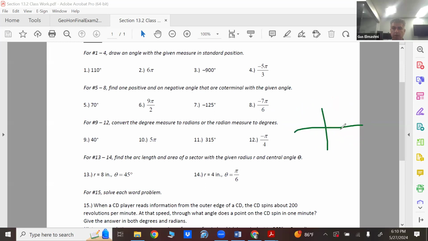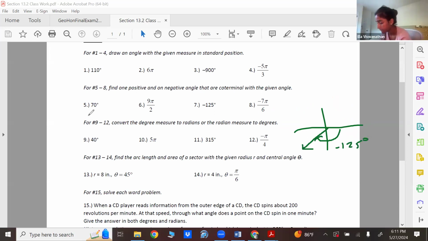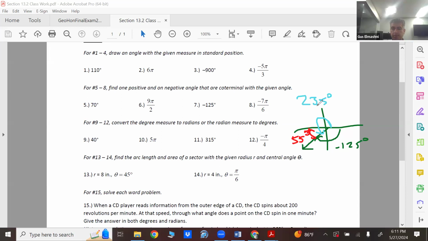So like negative 125, what's that reference angle? Forty-five. Nope. Fifty. 55. Oh, shoot. And then the positive coterminal angle is 235. Yeah, and it's already a negative coterminal angle. Well, no. Now you've got to find it. There's infinite coterminal angles, by the way. You can go around many times. We're just finding one of them. Then what would be the negative coterminal angle? Subtract 360. It'll be negative 485. Oh, okay.